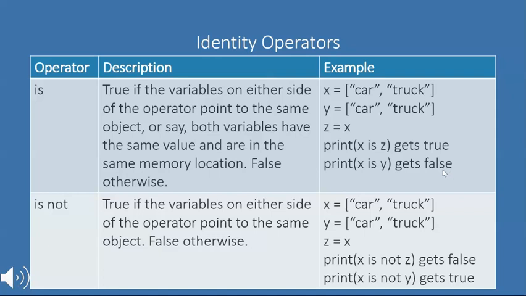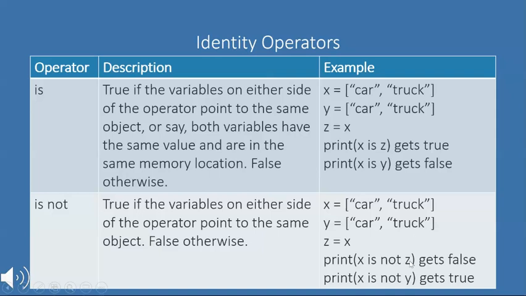Now the is not operator will be true if the variables on either side of the operator do not point to the same object. It will be false otherwise. In the example, X and Y have the same value, but at different memory locations. We assign X to Z.